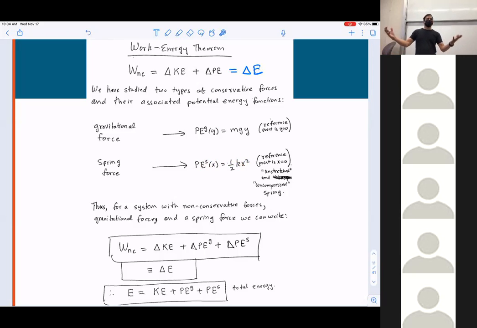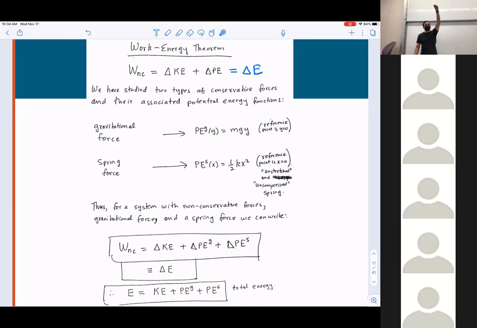So if you have a problem that involves gravity and springs all together, then this statement here becomes that the work done by all the non-conservative forces is equal to the change in the kinetic energy plus the change in the gravitational potential energy plus the change in the spring potential energy. All of that together is the change in the total energy of the system. Or another way of saying this is that the total energy of the system at any given moment is the kinetic energy plus the gravitational potential energy plus the spring potential energy.